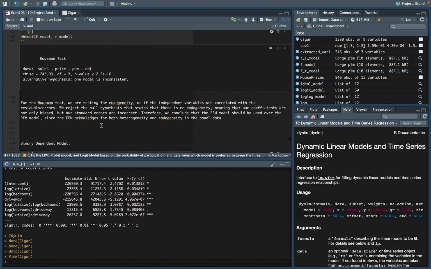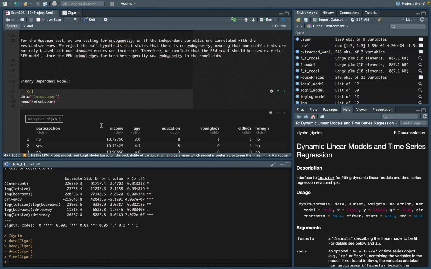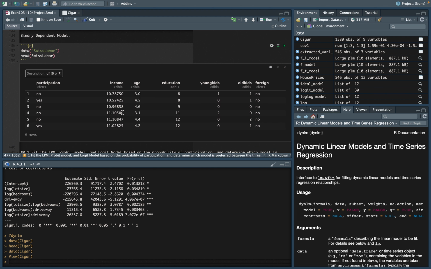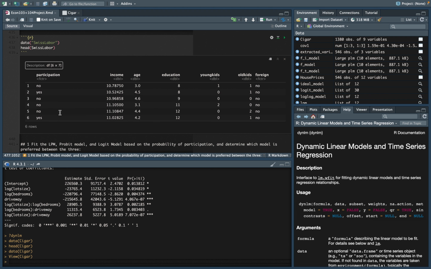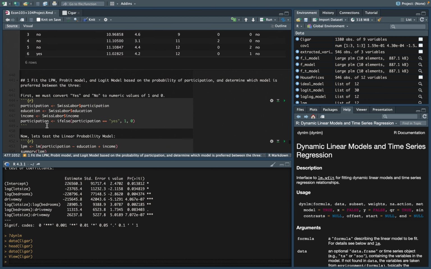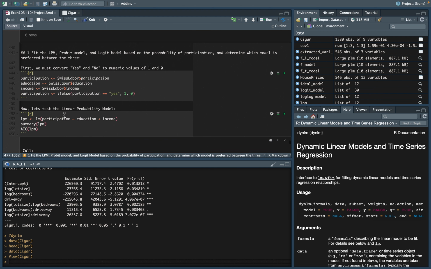All right, so that's it for the panel data model. Moving on to the binary dependent model, we have another data set here with different characteristics that determine the chance of someone participating in the labor force. And just like we did for driveway in the first data set, we have to convert these values into 1 or 0, yes being 1 and no being 0. And that's what I did here.